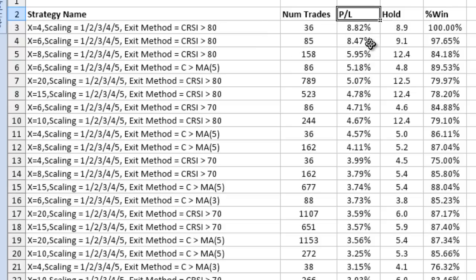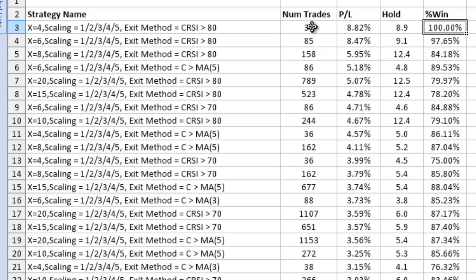So the highest average percentage winning strategy was the strategy here at the top of the list, where Connors RSI value was 4, the scaling method was 1, 2, 3, 4, 5, and the exit method was Connors RSI going greater than 80. There were only 36 trades, but an 8.82% average profit and loss per trade, and a hold period of about 9 days, with a 100% win rate. Every single one of these trades was a winning trade.